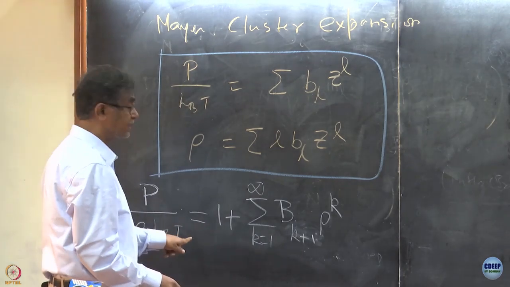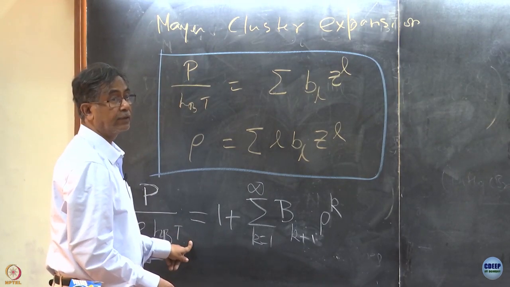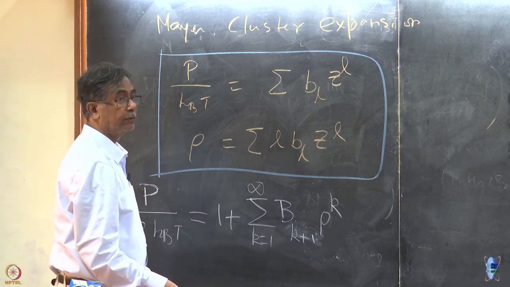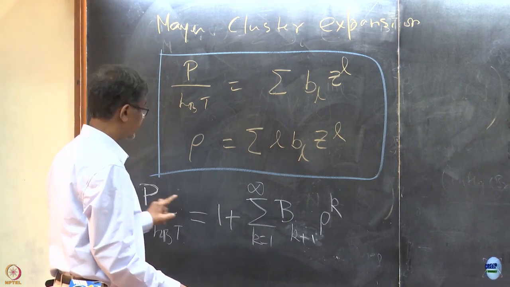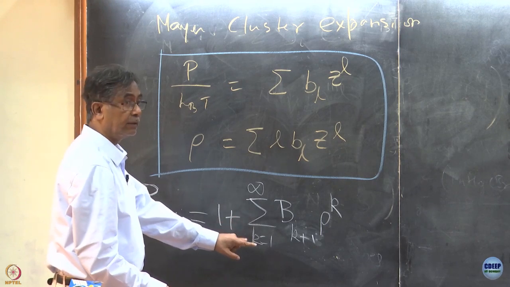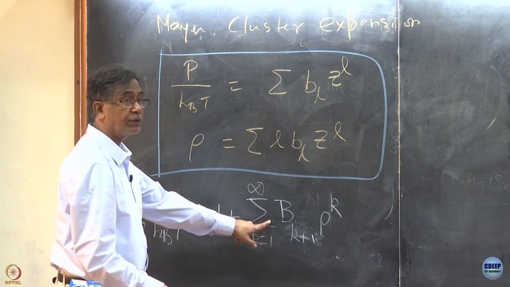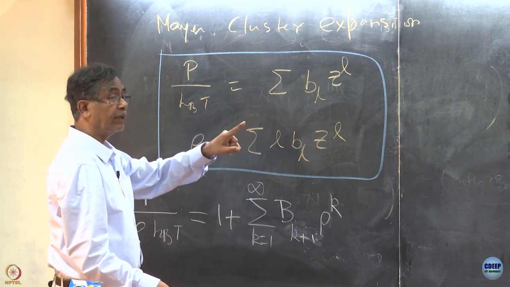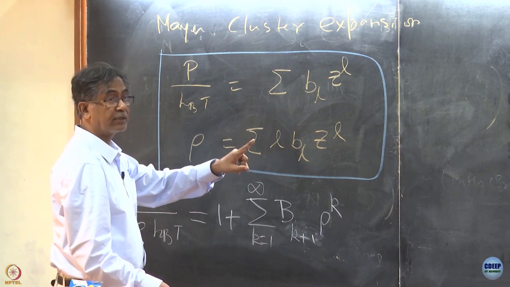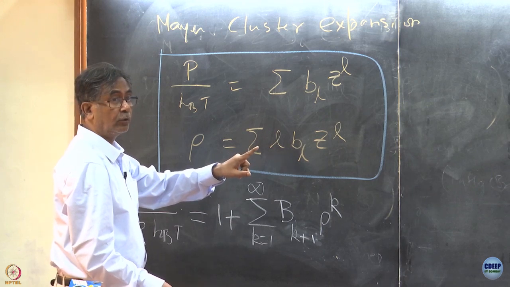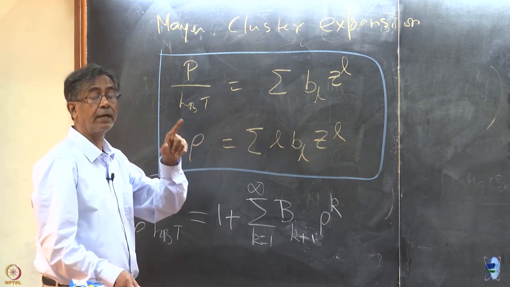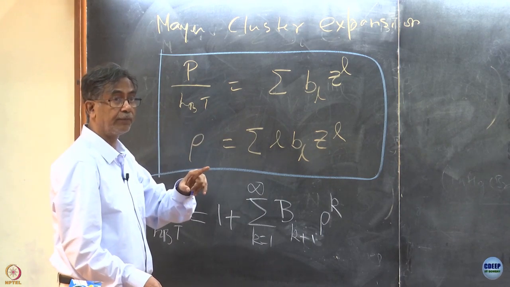And this is a virial series. That is one of the things you were taught in high school also. The pressure is expanded in density. The first term is the second virial coefficient, which I will show is exactly given by the F2 term of the Mayer cluster expansion. The F2 term is an integral over the interatomic, intermolecular potential.